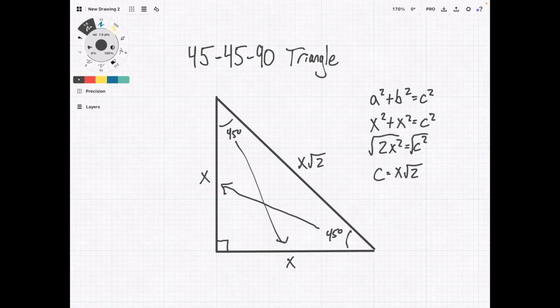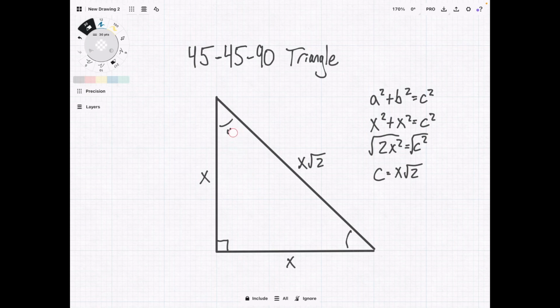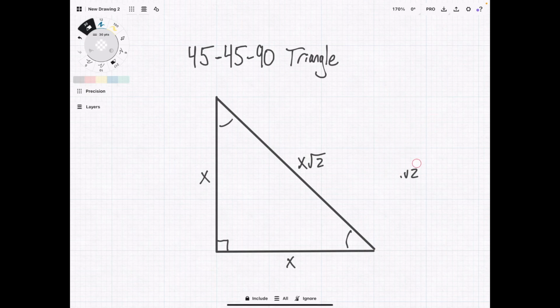This is the triangle that you should remember, and you can very quickly know the lengths of all sides if you know that you have two 45-degree angles. So what we're going to do next is run through a couple of practice problems. I'm going to erase these values, and we can get started.